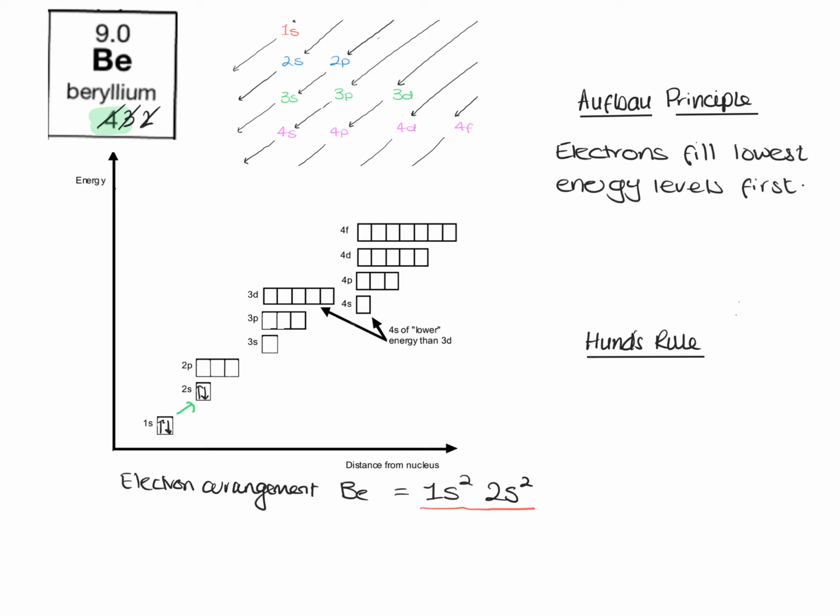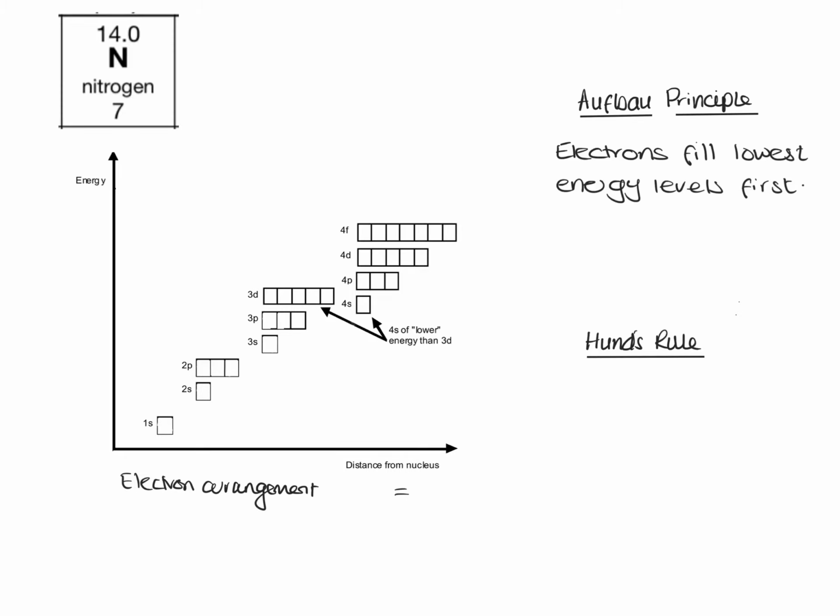Let's do another example. Okay, so let's have a look at nitrogen this time instead. Nitrogen has 7 electrons, so we need to place those into these orbitals. Remember that 2 electrons can fit in each orbital. So according to the Aufbau principle, we're going to fill the lowest energy levels first. So we can put 2 electrons into the 1s orbital. So we're now down to 5. 2 electrons can fit into the 2s orbital. So we're now down to 3, because we've placed 4 of the electrons.